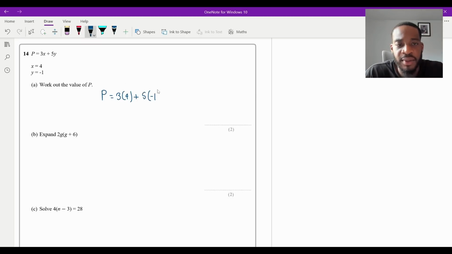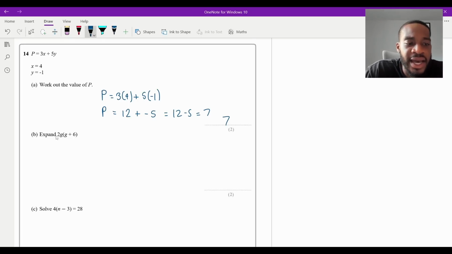So all we're doing is just subbing in our values for x and y. So working each of these out individually, 3 fours are 12. 5 times minus 1 is a minus 5, isn't it? So I've actually got a plus and a minus here, which is just a minus. So it's 12 take away 5, which is equal to 7. So the answer is 7 here.